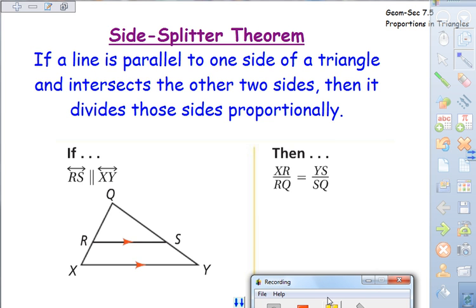Lesson 7.5, Proportions in Triangles. The first thing we're going to start out with today is the side splitter theorem. If a line is parallel to one side of a triangle and intersects the other two sides, then it divides those sides proportionally. So here's what our picture looks like. If RS is parallel to XY, then A over B equals C over D.